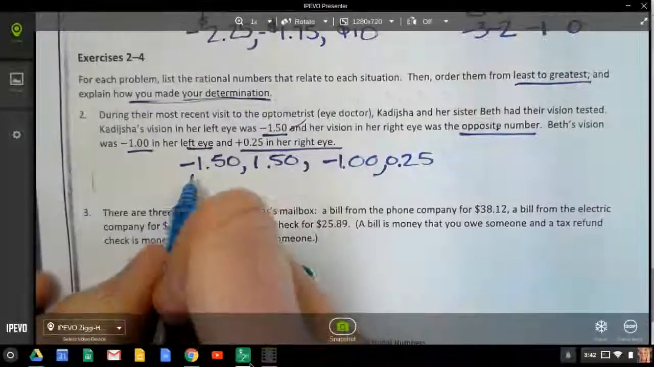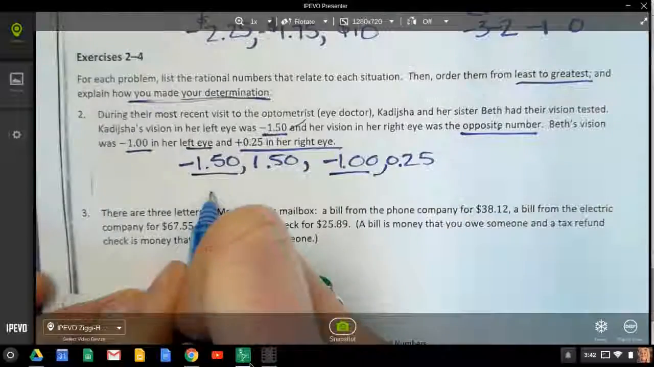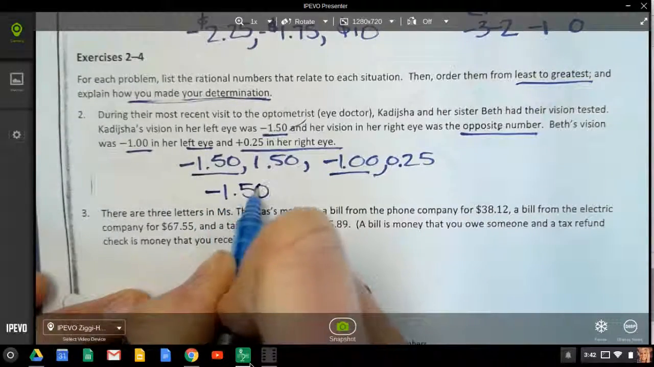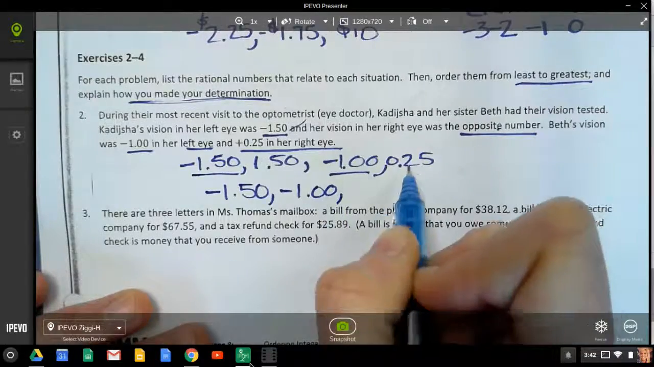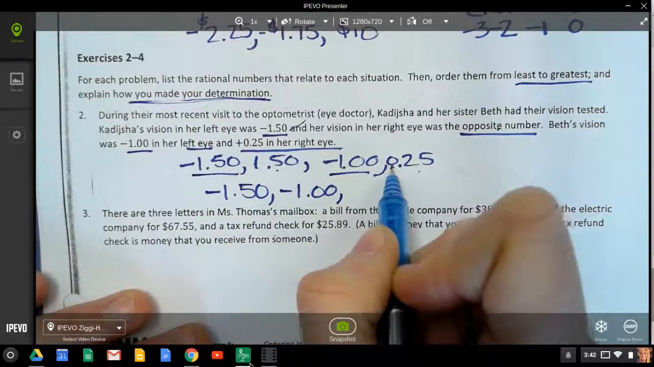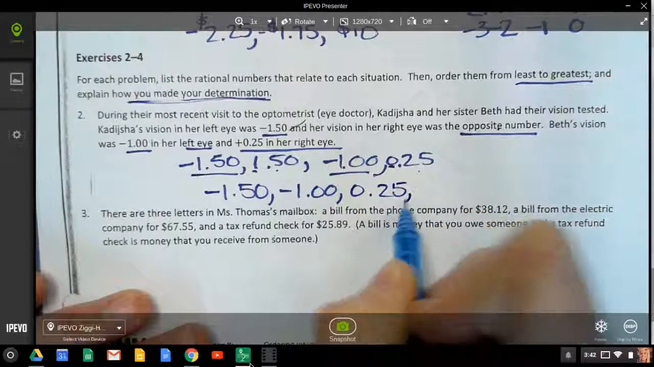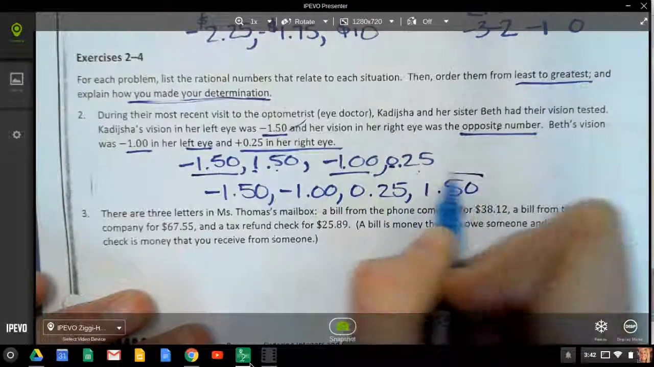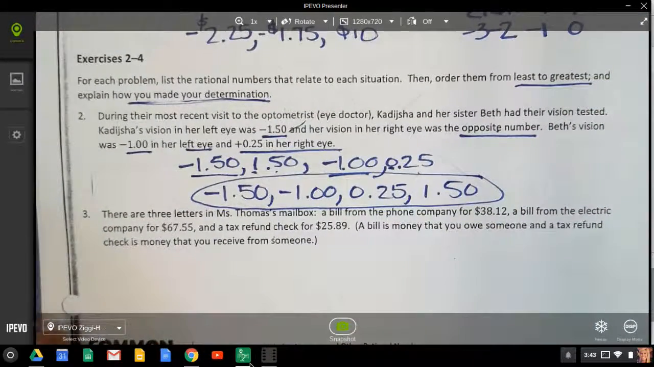Okay, now if you look here, these are the two negatives. So you should have found that the furthest from 0 would be negative 1.50, then negative 1. Then your positives you're ordering from least to greatest, and you'll notice that this 0 is less than this 1, so that means the 2,500ths comes first, and the 1 and 5/10ths or 1 and 50/100ths comes last. So that is our order from least to greatest.